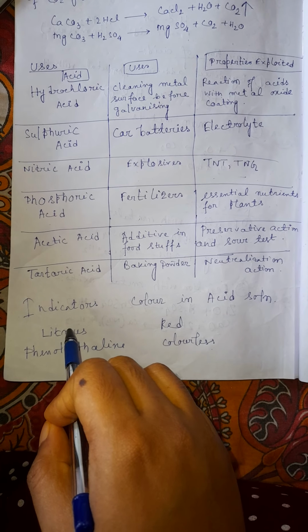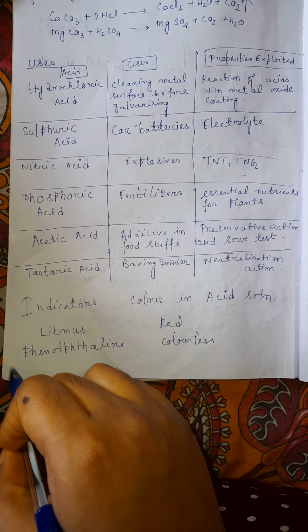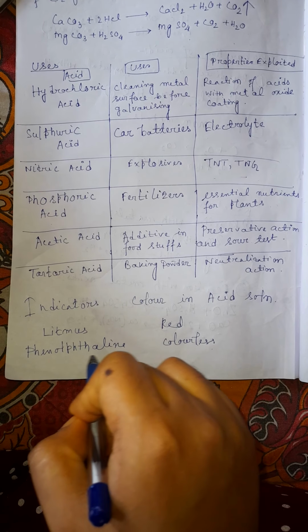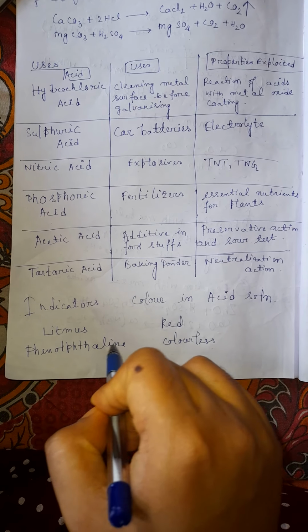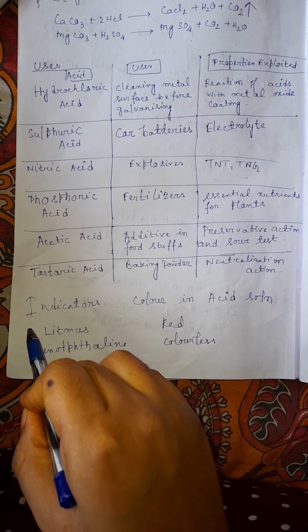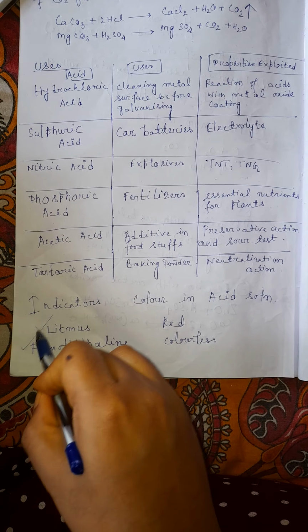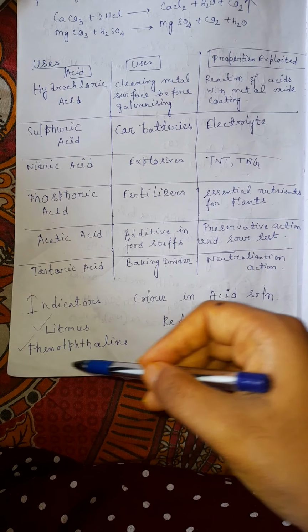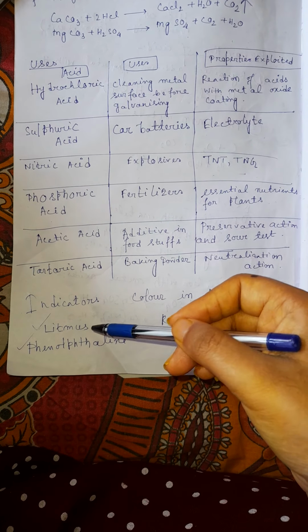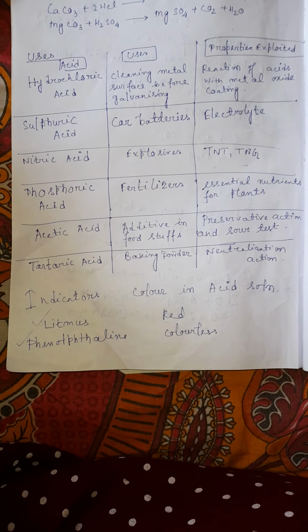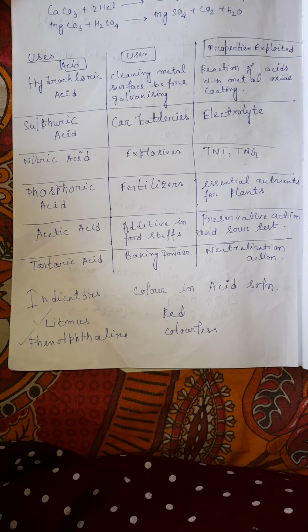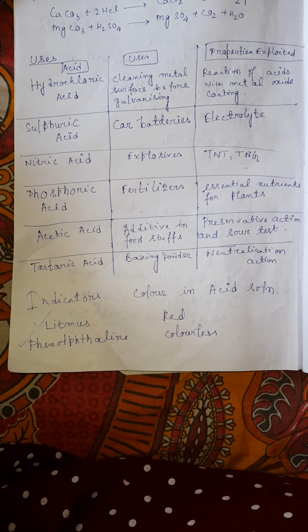Indicators. These two indicators can be used to characterize the HCl solution. One is the litmus and the second is the phenolphthalein. The blue litmus paper turns into red in acidic solution, but the phenolphthalein is colorless in acidic solution.